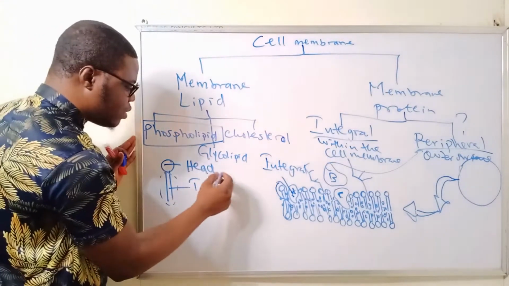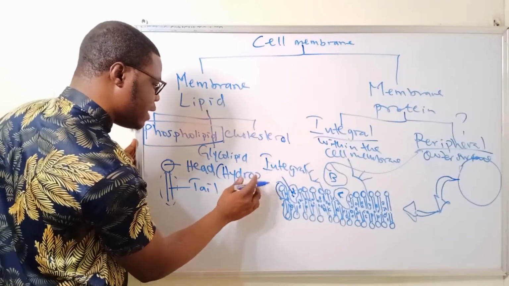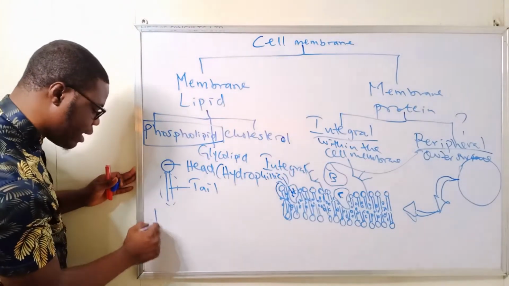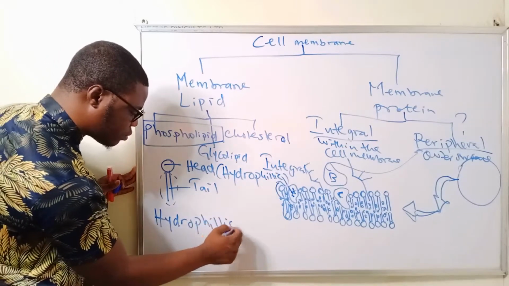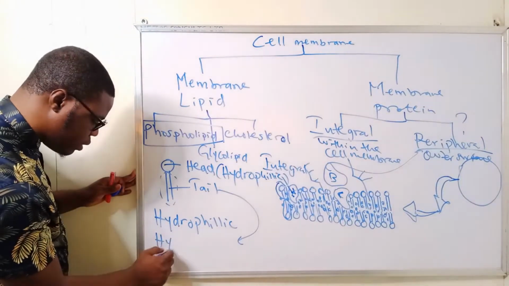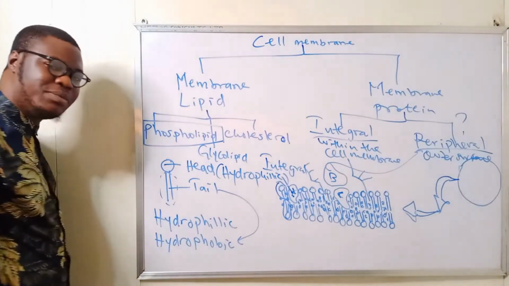This head is what we call hydrophilic. Hydrophilic in nature. So for us to see it clear, hydrophilic. But this tail is hydrophobic. Hydro what? Hydrophobic. Now what's the meaning of that?